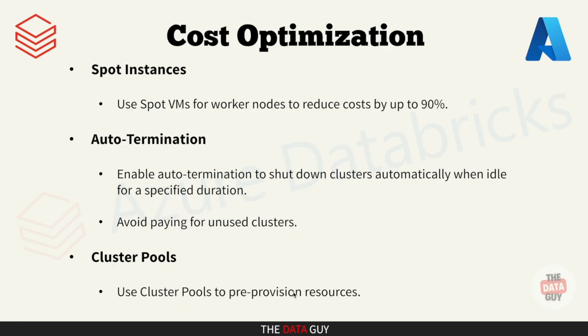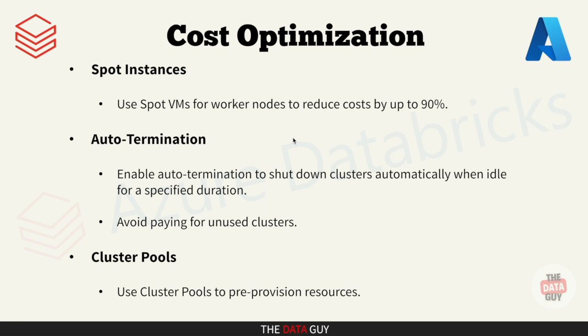Now let's have a look at cost optimization techniques. In this we have spot instances, auto termination, and cluster pools. So spot instances: use spot VMs for worker nodes to reduce cost by up to 90%. Spot VMs in Azure are low cost virtual machines that let you use Azure's unused compute capacity at a huge discount, up to 90% cheaper than regular VMs. However, they come with a catch. They can be evicted anytime if Azure needs the capacity for another user. So spot VMs are ideal for fault tolerant workloads, but avoid them for critical jobs as they can be interrupted.